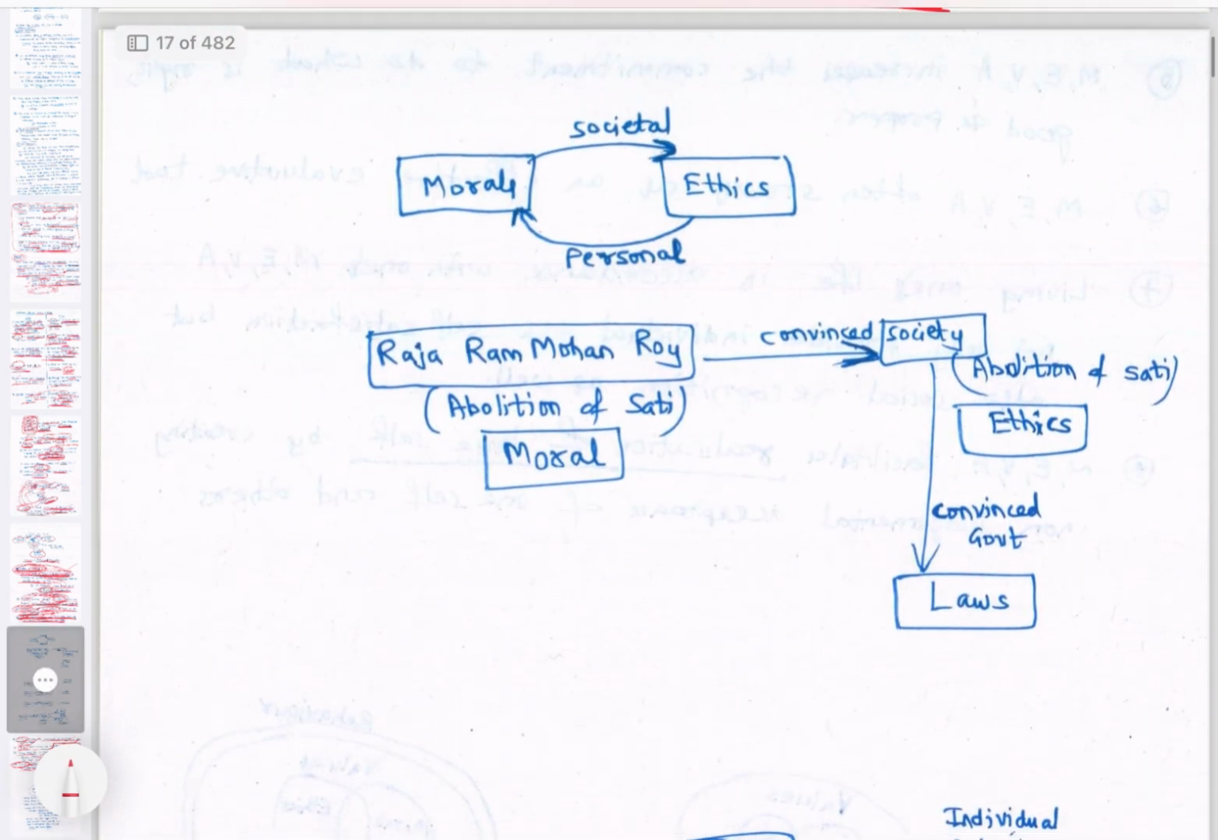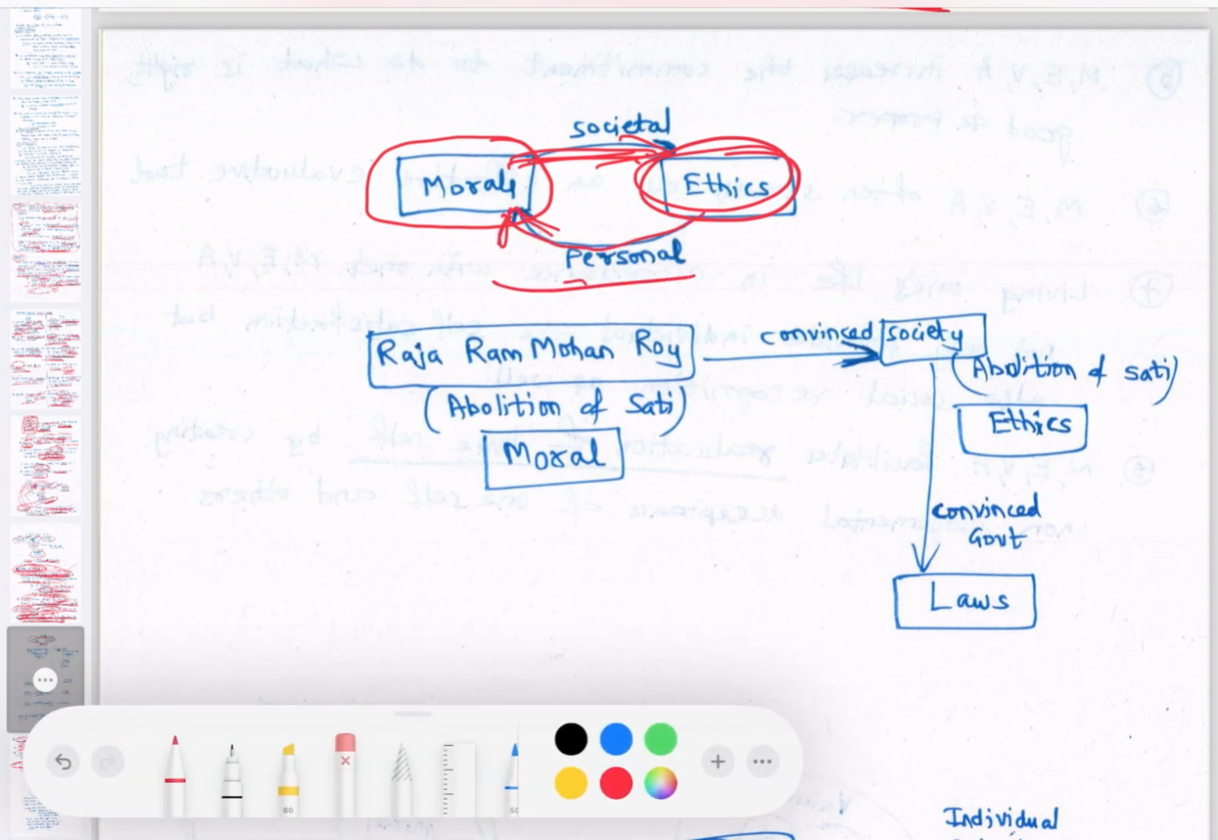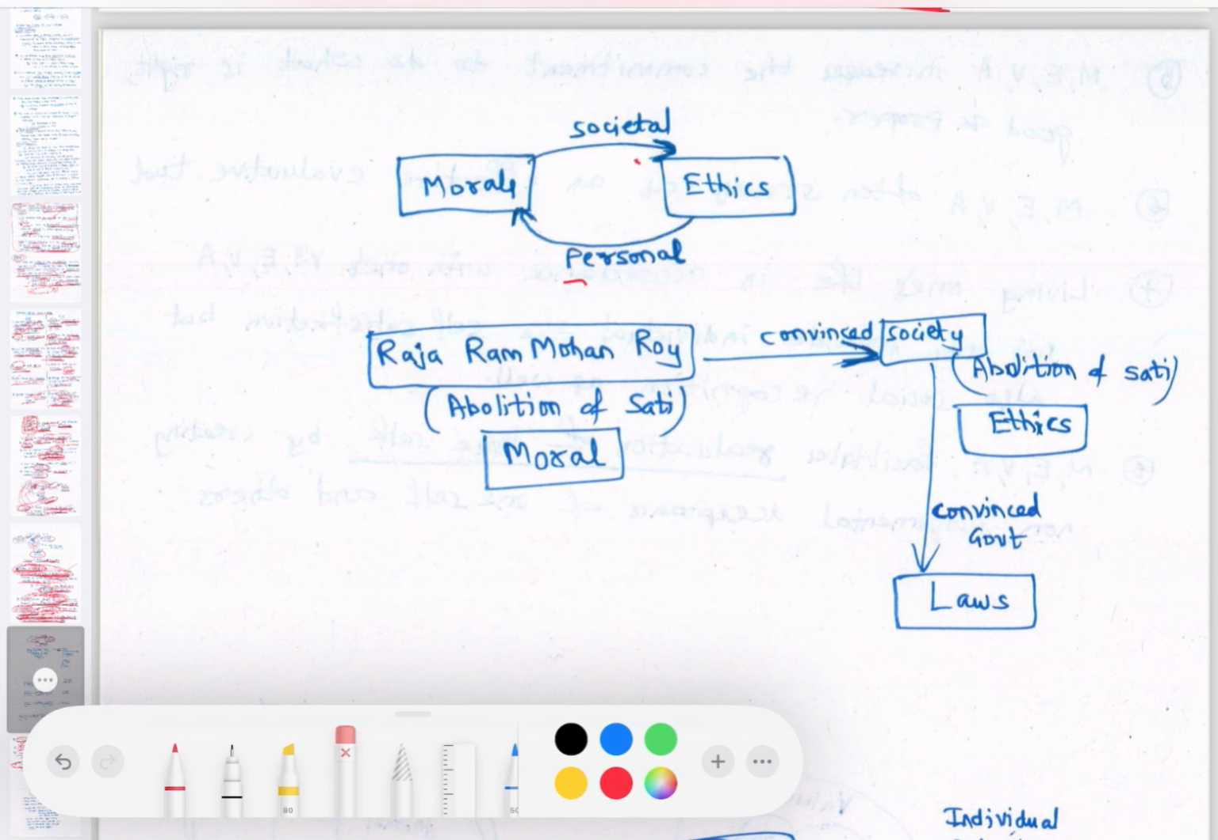Now let's discuss. See, these are the basic things we have already discussed. Morals, when they become accepted at society level, they become ethics. And ethics applied at individual level become morals. So this is the simple Venn diagram of morals and ethics. How morals at societal level lead to ethics and ethics at a personal level lead to morals, right?